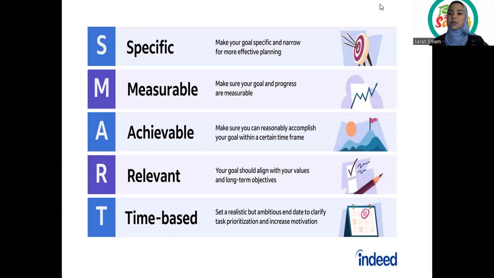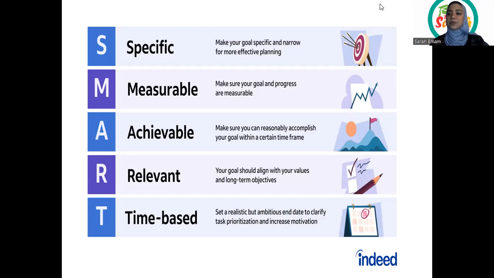M is for measurable, which means that you can measure it by the end of the class. Do not use a verb like "know" in your objective, because "know" is very wide. You cannot measure how well they know or whether they know that or not.